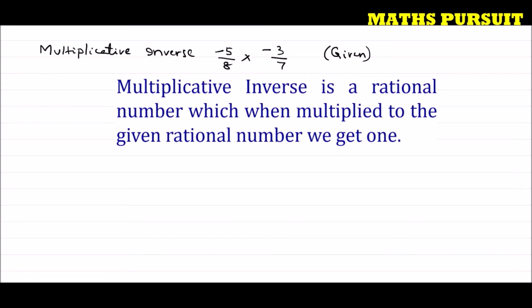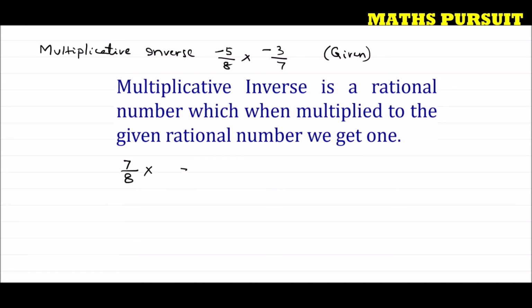So for example, if the given rational number is 7/8. Now if we look again at the definition, it says that multiplicative inverse is a rational number which when multiplied to the given rational number. So this is the given rational number, and what should we multiply to it so that we can get 1? The answer is very simple and very straightforward.